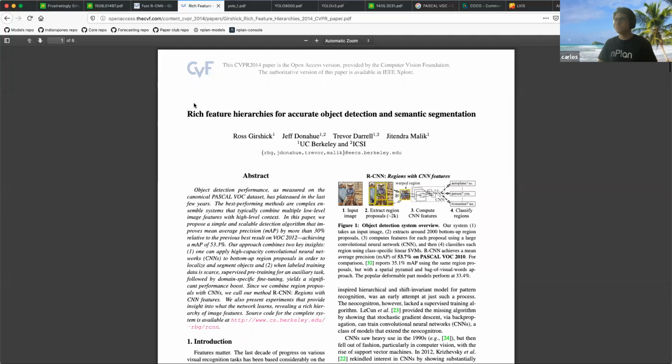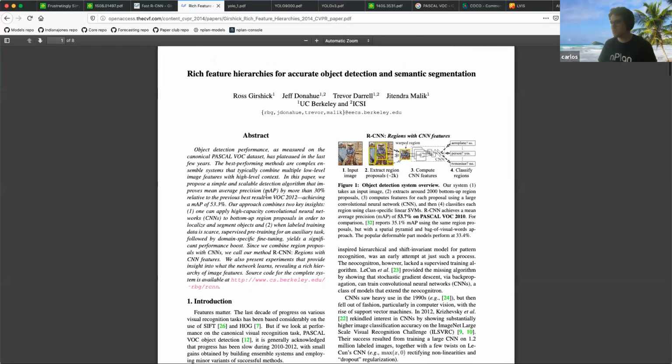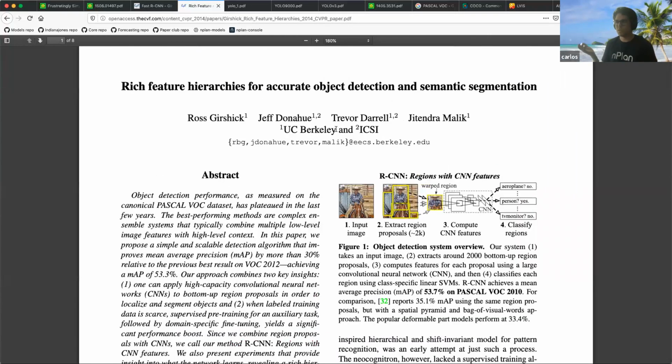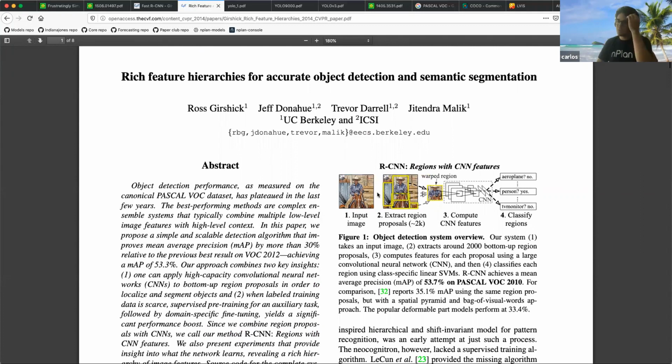So just to get started quickly, the whole object recognition field really took off with R-CNNs, which are CNNs on region proposals. And the novel thing about this is that, well, assume you have another system that can recognize where there are objects, arbitrary objects, in an image.